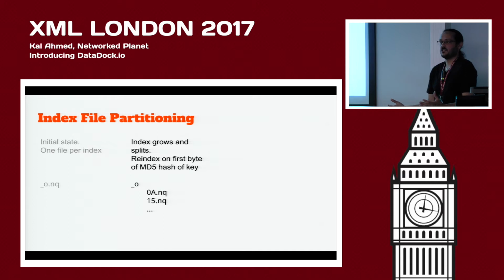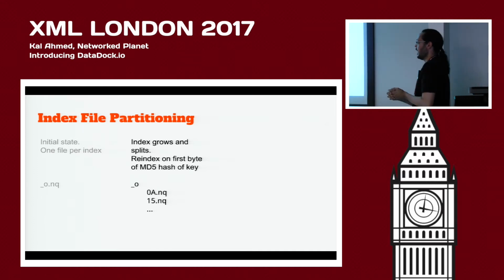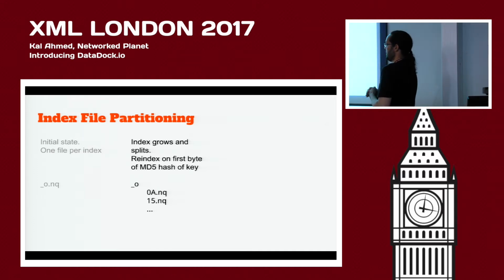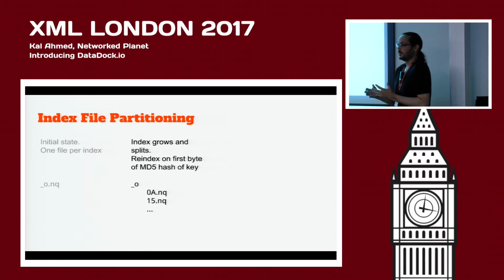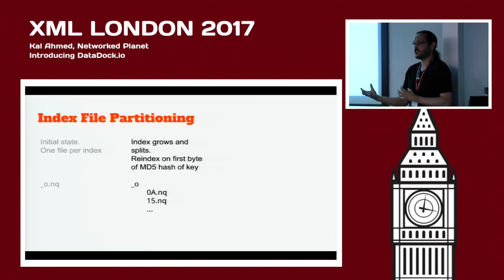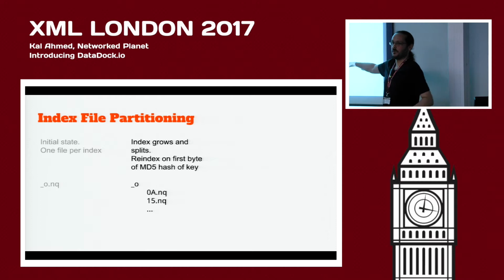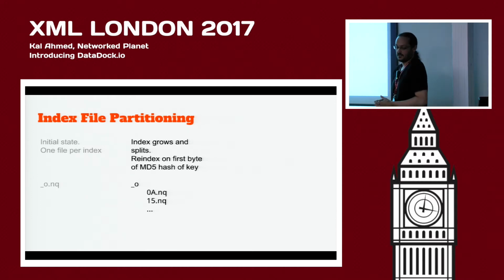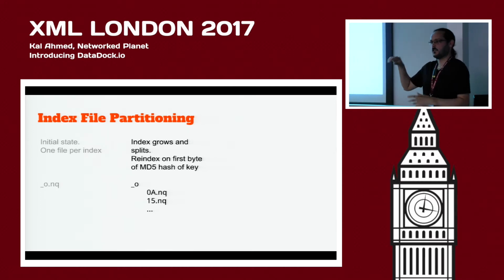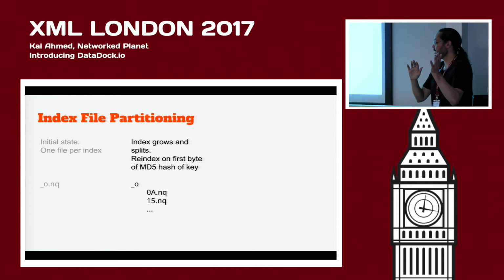Eventually, that file is going to get too big, and it reaches a threshold point. Once it reaches a threshold, we essentially split the file. We replace the file with a directory instead, and we re-index the quads that are contained in that file. We're re-indexing based on the first byte of the MD5 hash for the object. Okay, so this will end up with up to 256 files inside an _o directory, and the _o.nq file just gets deleted, goes away.